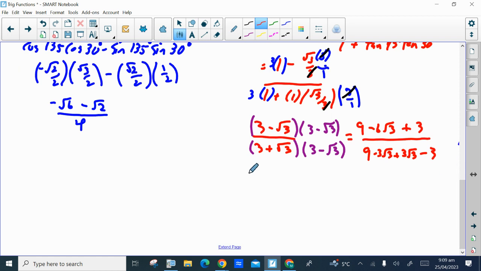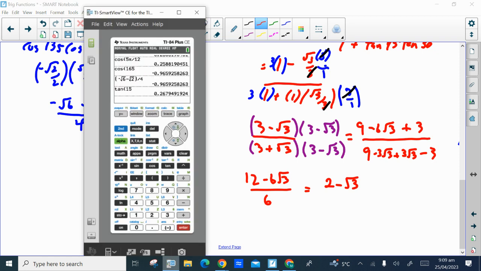So on top, we will have 12 minus 6 root 3 all over 9 minus 3, which is 6. And now all three terms are divisible by 6. You'll get 2 minus root 3 over 1, or 2 minus root 3. There's the simplified answer for the exact value of tangent of 15 degrees.